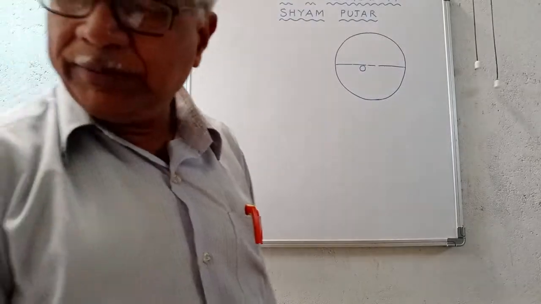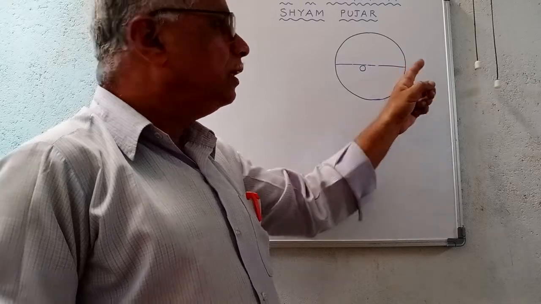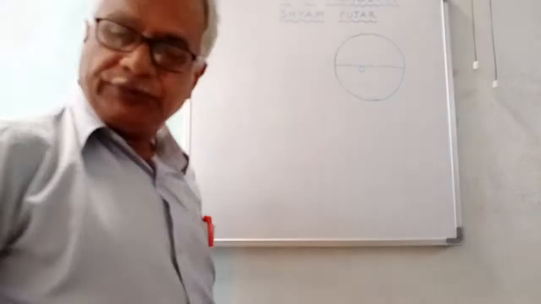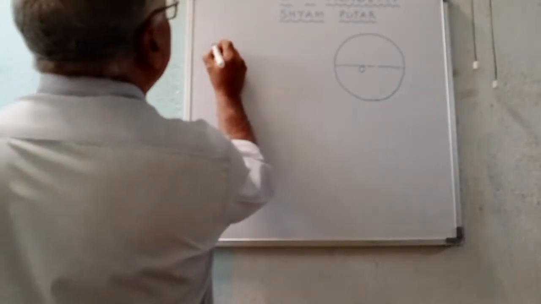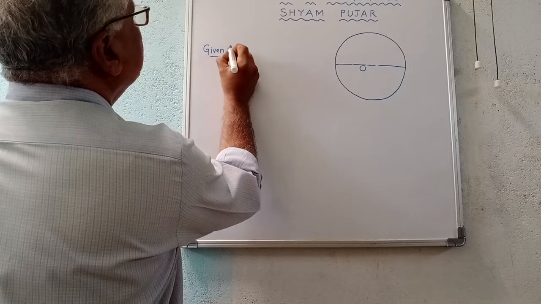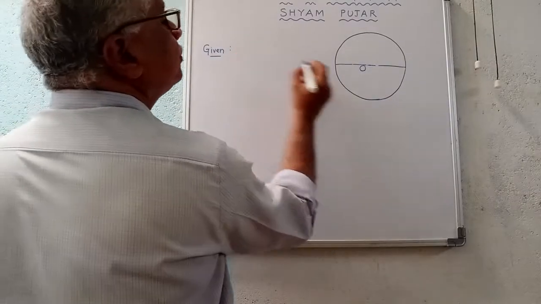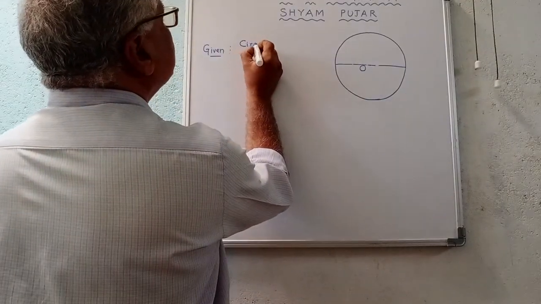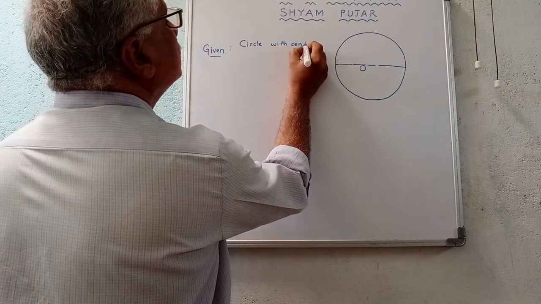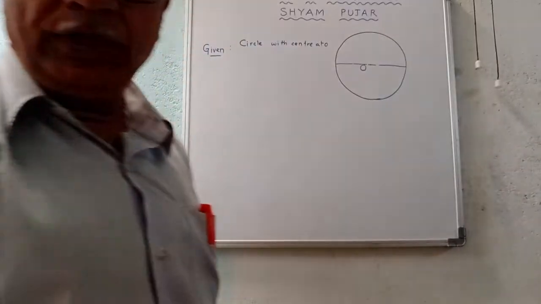So our requirement is to prove that the tangents drawn at the two ends here and here are parallel to each other. So let us try to prove this. What do we write first? I will write what is given to me. Given: there is a circle. A circle with center at O is given to me.